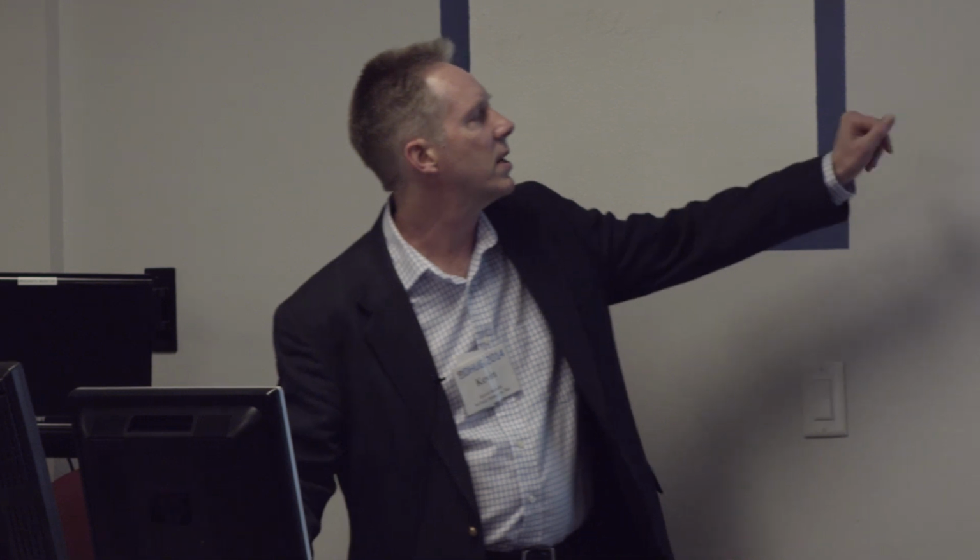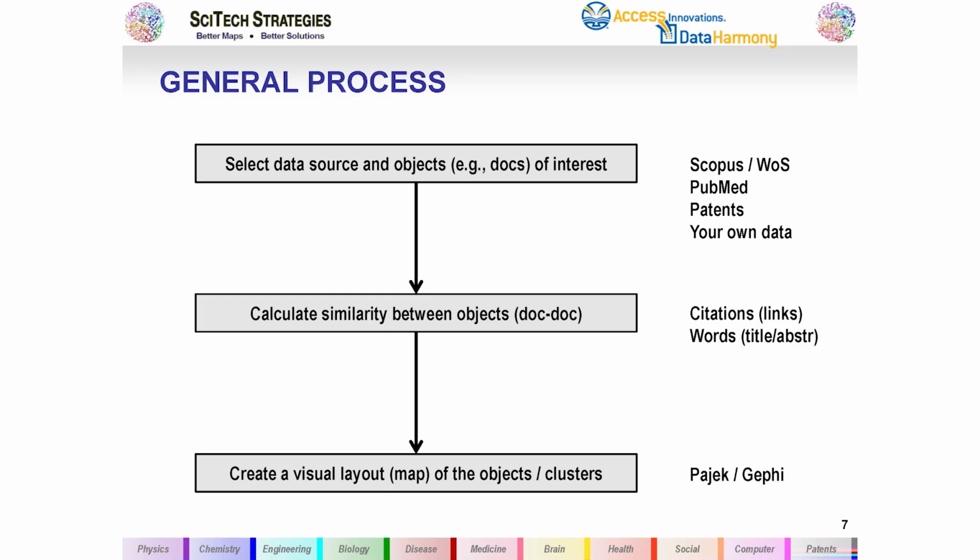So the general process for creating a science map: you select your data source and the objects that you want to comprise that map. And then you calculate some measure of similarity between those objects. And then you create a visual layout of that map, or of clusters of documents, clusters of items. So that's the general process.